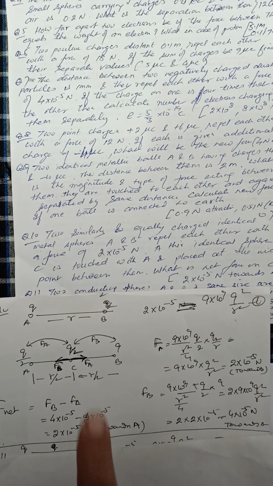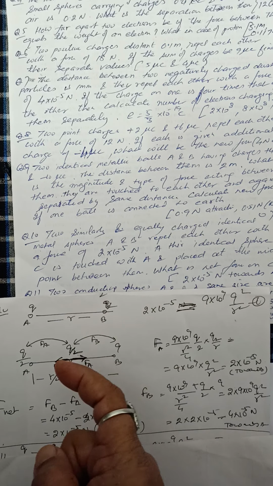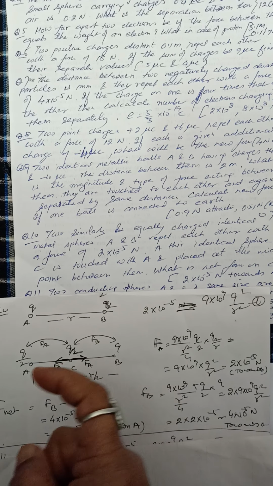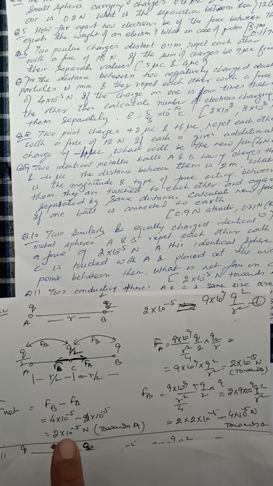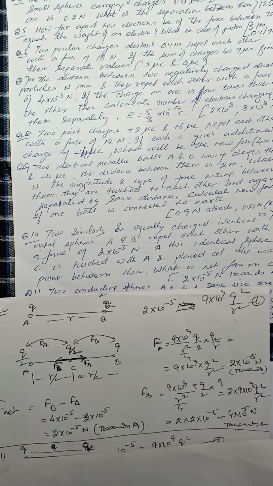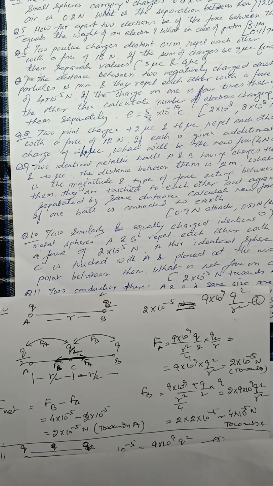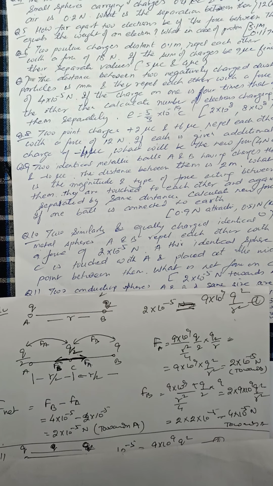Now both the forces are opposite to each other. To find the net force, we will subtract smaller from bigger, and the direction of the net force will be the direction of the bigger force. So after calculating the values, we come to know that Fb is bigger than Fa. So the direction of the net force will be towards the bigger force. Bigger force is Fb, which is towards A. So the answer is 2 × 10^-5 Newton, that is acting towards A. We have used the law of parallelogram or superposition principle or the concept of vectors for solving this numerical.